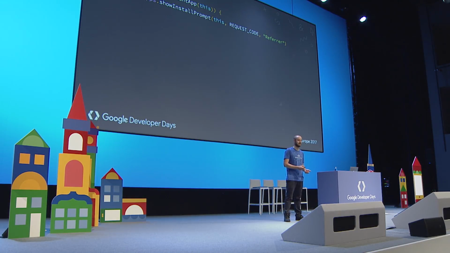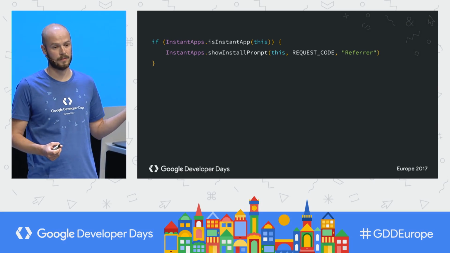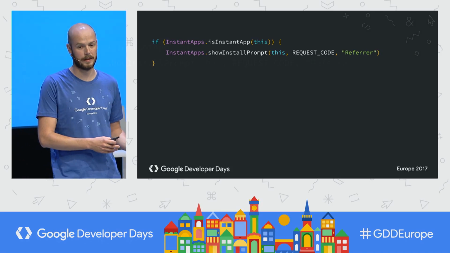There's an API for that. Basically, you check whether you're running in an instant app context, and if you are, you show the install prompt, which gives you the install prompt from the Play Store directly.